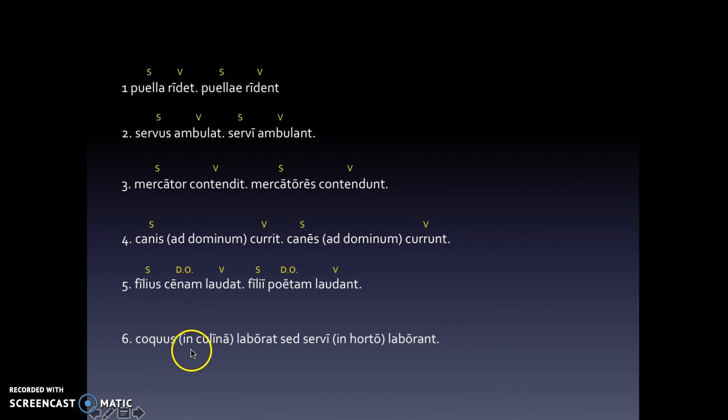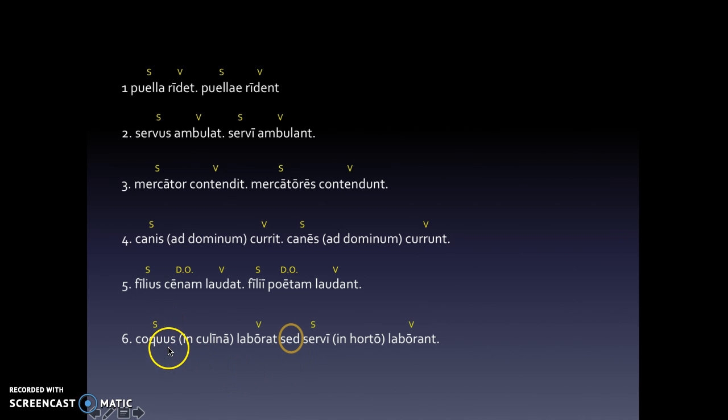All right, coquus in culina laborat, sed servi in horto laborant. We've got an ablative here with a preposition, so I'm going to put it in parentheses and set it aside. Same with here. In horto, we've got an ablative with a preposition, put it in parentheses, set it aside. We also have a connector here, sed. So I'm going to put a circle around it. All right, let's focus on what we have left.